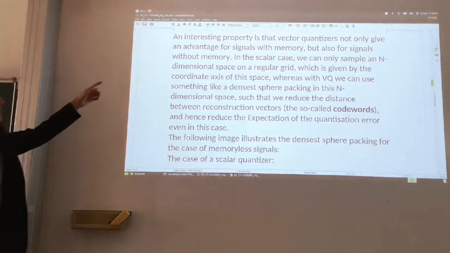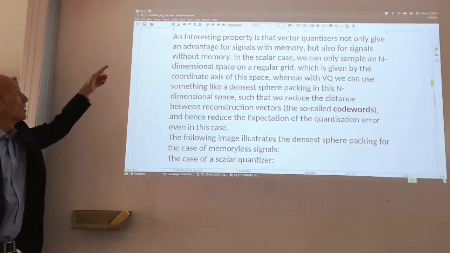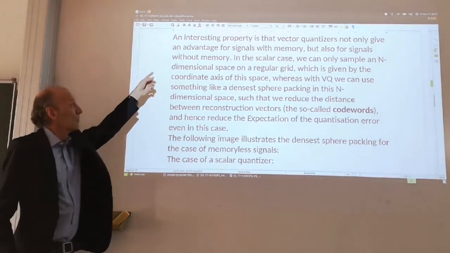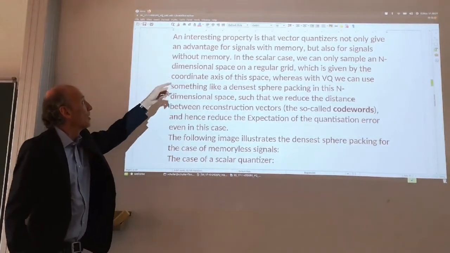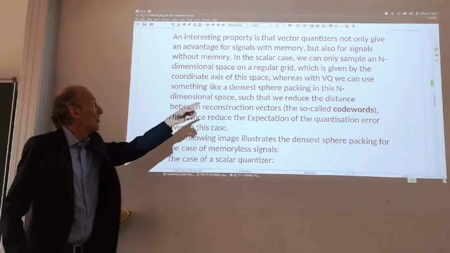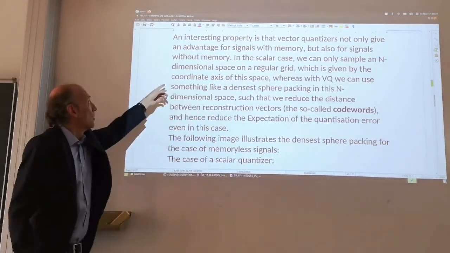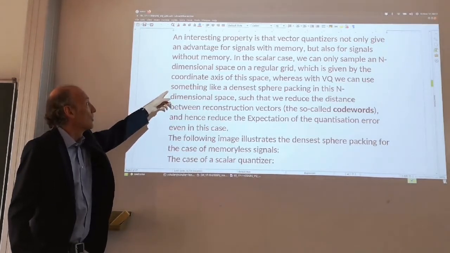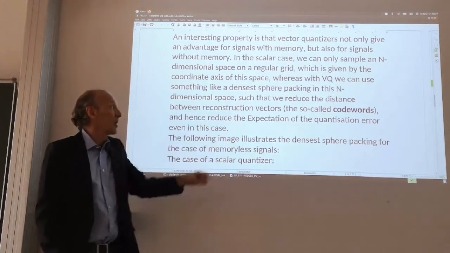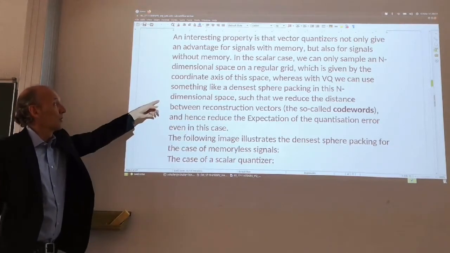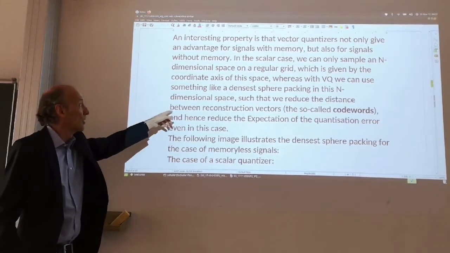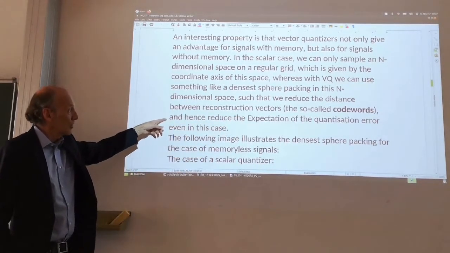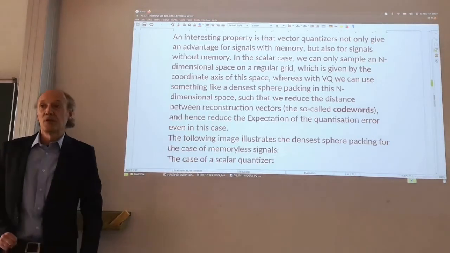An interesting point here is that vector quantizers not only give an advantage for signals with memory, but also even for signals without memory. In the scalar case, we can only sample an n-dimensional space on a regular grid, which is given by the coordinate axes of the space, whereas with the vector quantizer, we can use something like a densest sphere packing in this n-dimensional space, such that we reduce the distance between reconstruction vectors, the so-called code words, and hence reduce the expectation of the quantization error.